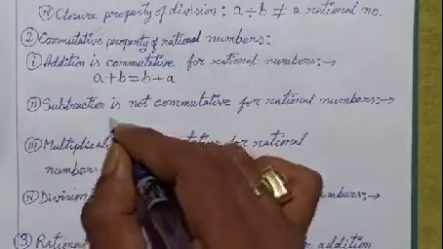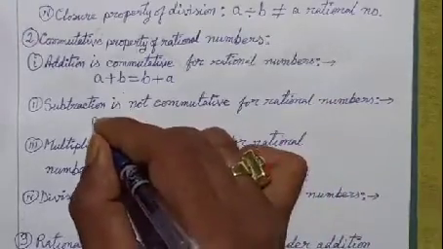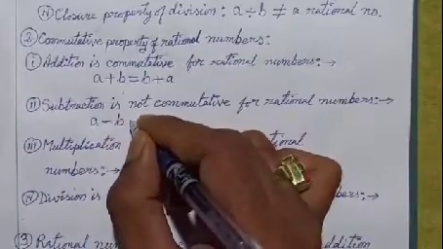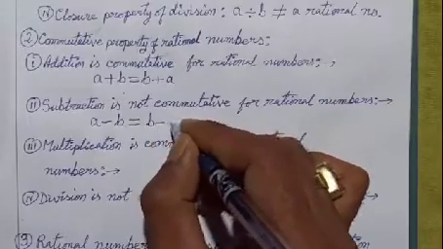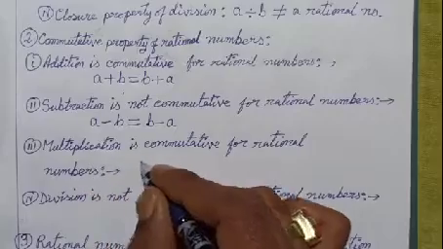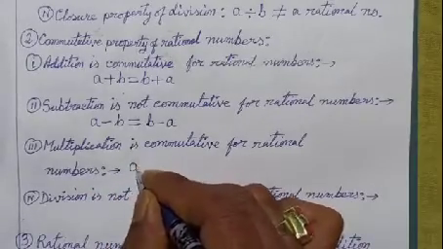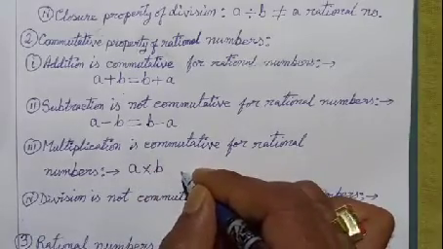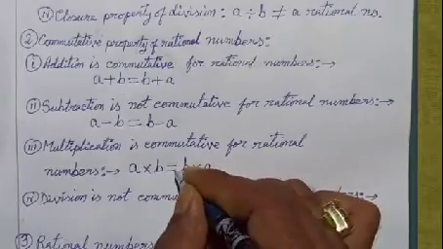Roman number 2, subtraction is not commutative for rational numbers. If we take any two rational numbers a and b, and subtract a minus b, and this must be equal to, if the order of a and b is changed, b minus a, these two must be equal. Roman number 3, multiplication is commutative for rational numbers. If we take any two rational numbers a and b and multiply, and if we change the order, then b into a, these two must be equal.